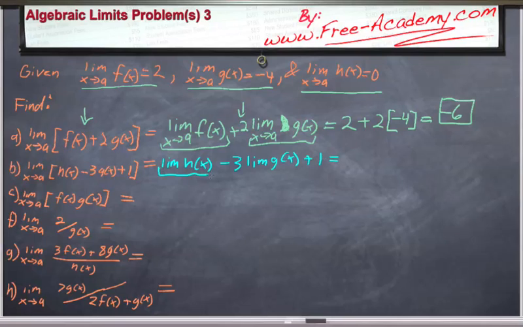Now we just take a look at the information given in our problem. The limit as x approaches a of h of x is equal to 0. This will be minus 3 times the limit of g of x, which is negative 4. And this will be plus 1. Negative 3 times negative 4 is 12, plus 1, 13.